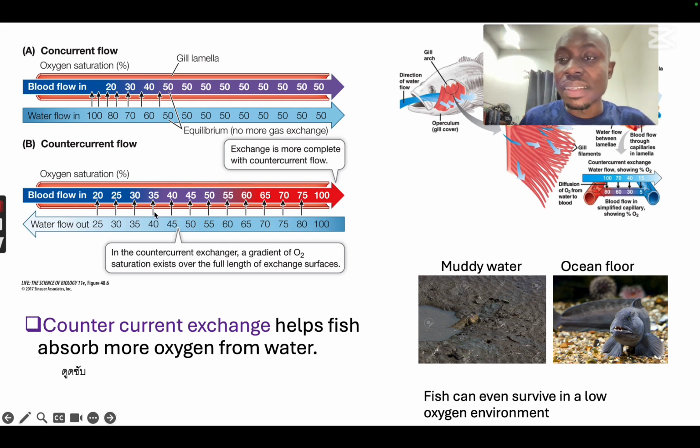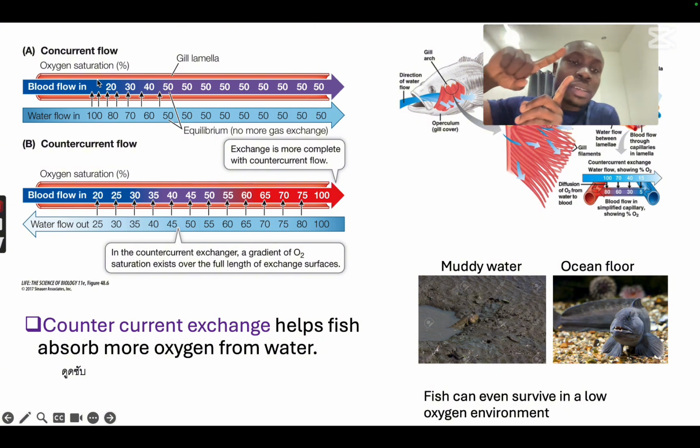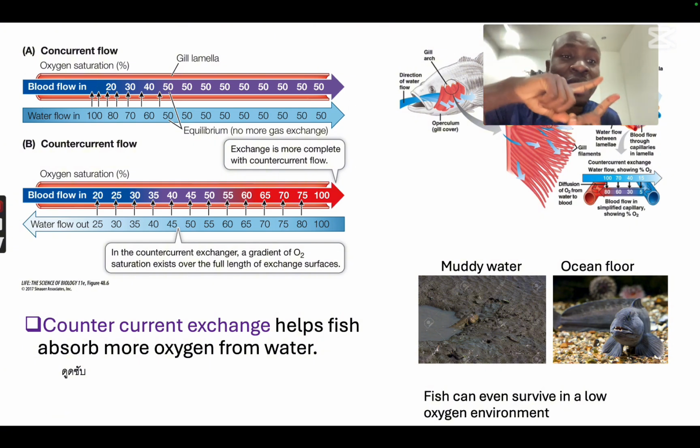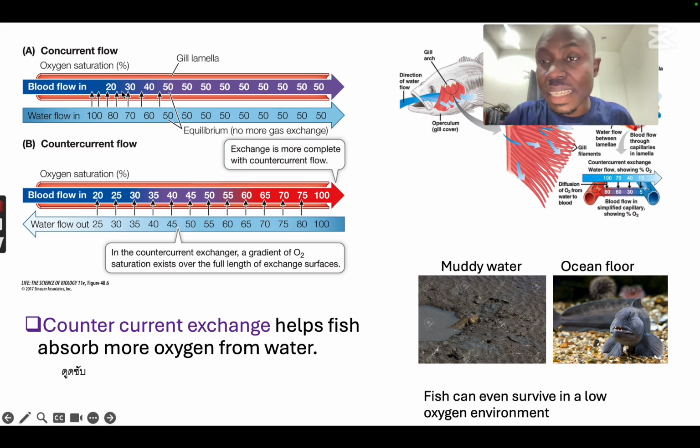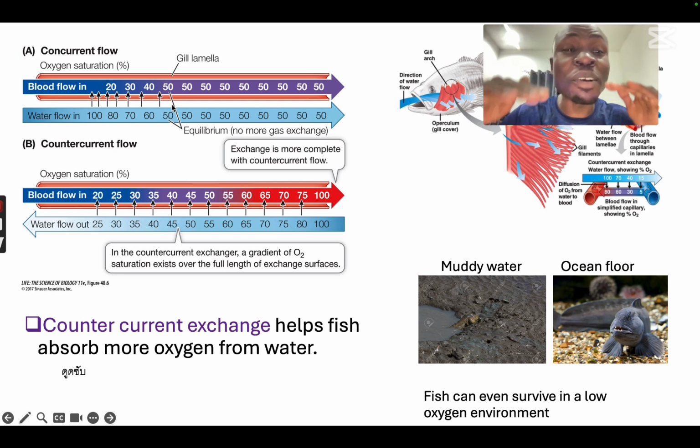Example: if the blood and the water flow in the same direction, what will happen? We can see in this picture that the blood and the water will have the same concentration of oxygen very, very fast. The oxygen will move because they're moving in the same direction. Oxygen will move to the blood. After a short time, the blood and the water will have the same concentration, so oxygen will stop moving.